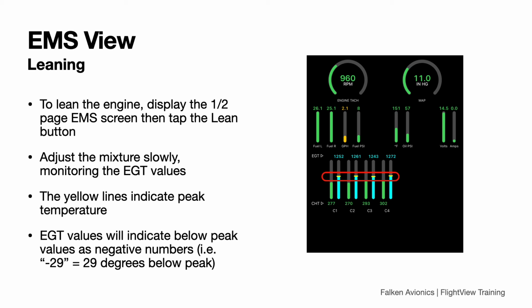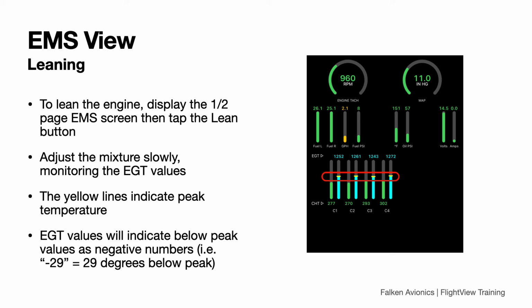To use lean mode, tap the button marked lean. You'll notice a set of yellow lines appear at the top of each EGT value. Begin leaning and those peak marks will begin to move up. When the first cylinder begins to drop, indicating that the peak has been reached, the display will stop showing EGT and instead show the delta from the peak point as a minus value.